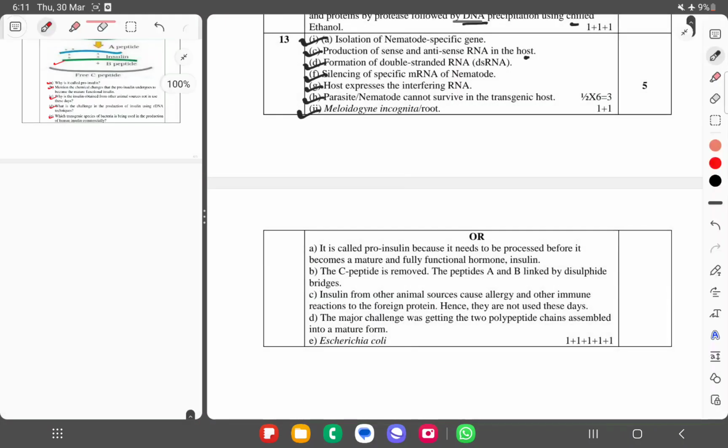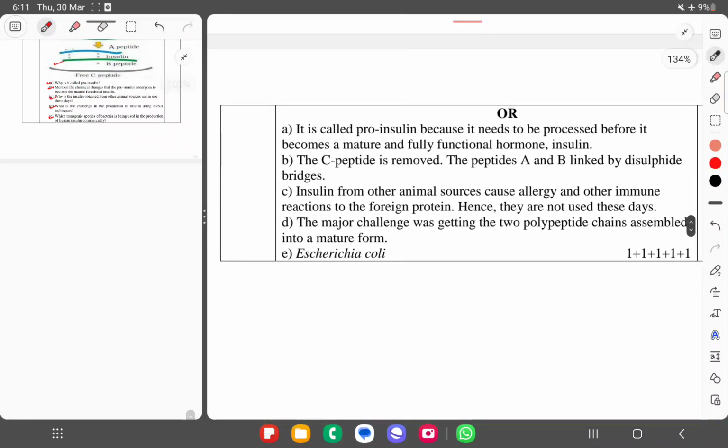The answers of 13: it is called proinsulin because it needs to be processed before it becomes the mature and fully functional hormone insulin. The C peptide is removed. The peptides A and B are linked by disulfide bridges. Insulin from animal sources causes allergy and other immune reactions to the foreign protein. Hence, these are not used these days. The major challenge was getting the two polypeptide chains assembled into the mature form in Escherichia coli.